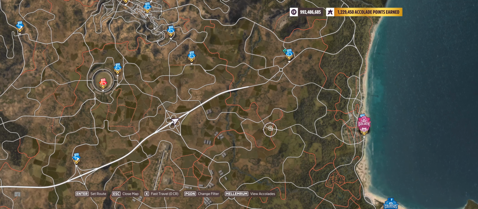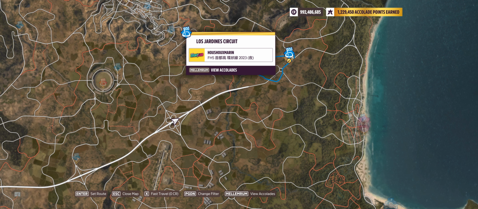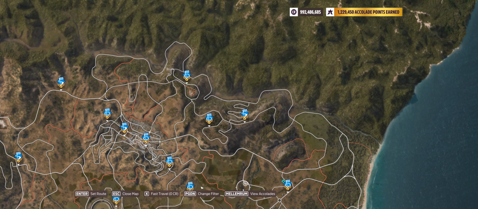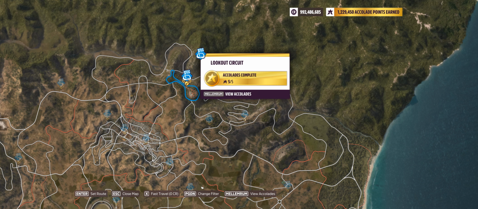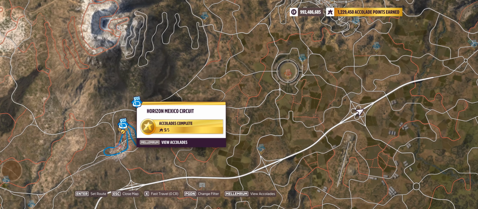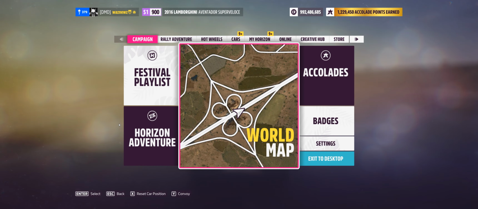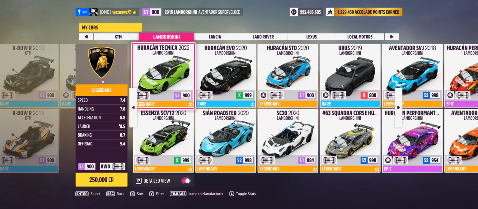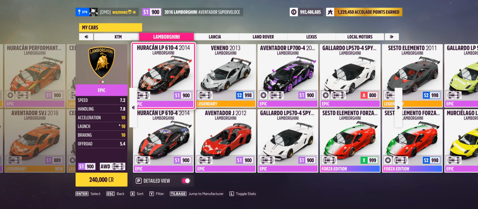But anyway, the tracks are Los Jardines Circuit, 3 laps, morning clear. Lookout Circuit, 3 laps, afternoon clear. And finally, Horizon Mexico Circuit, 3 laps, clear, sunset. And the car I'm going to be using is... better get this right. Where are you? Oh, you're right there. That one. The 2014 Lamborghini Huracan LP610-4.